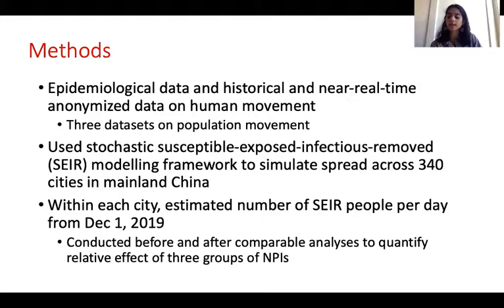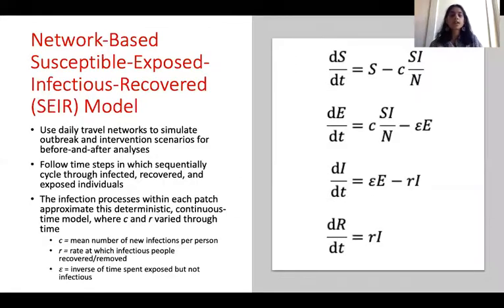So going into their model, which is a network-based SEIR model, they use daily travel networks to simulate outbreak and intervention scenarios for before and after analyses. They follow different time steps in which they sequentially cycle through infected, recovered, and exposed individuals to model the population. This approximates a deterministic continuous time model where C and R are varied over time. So just some of the basic terminology in terms of variables: C in this model is the mean number of new infections per person.